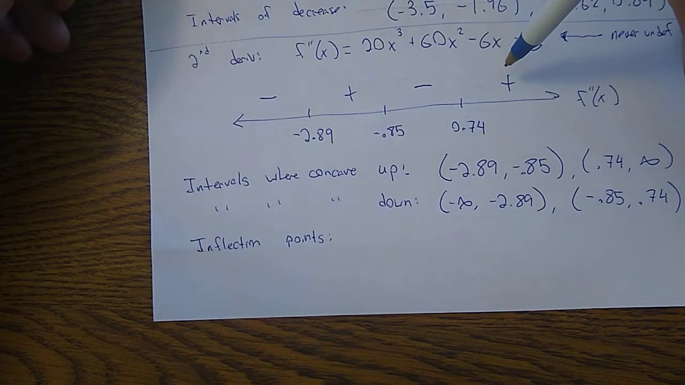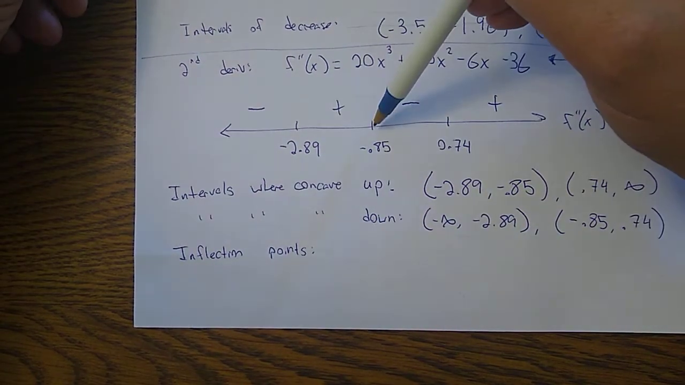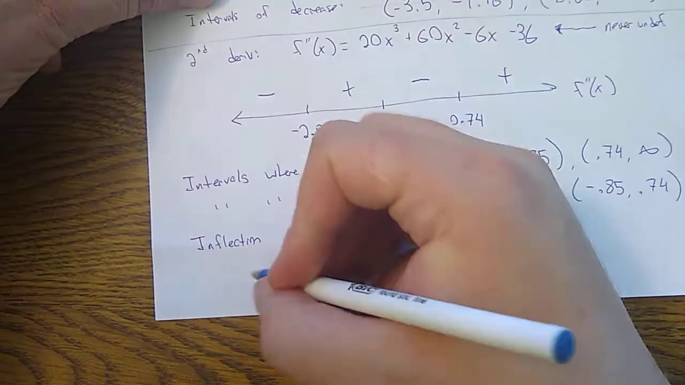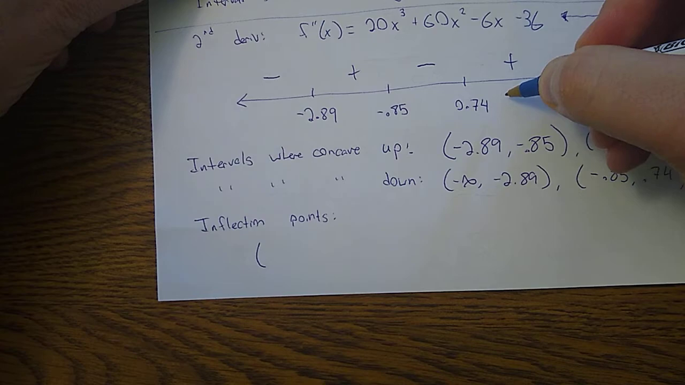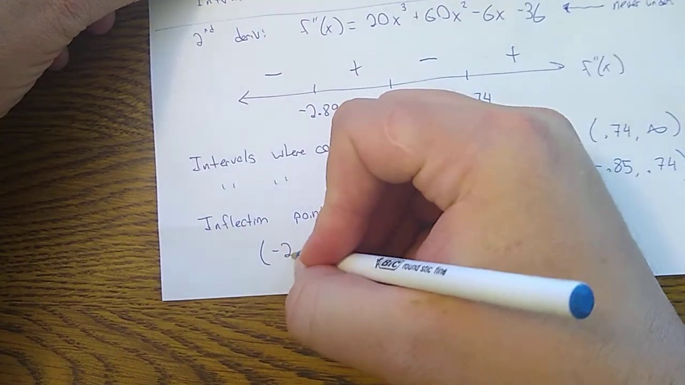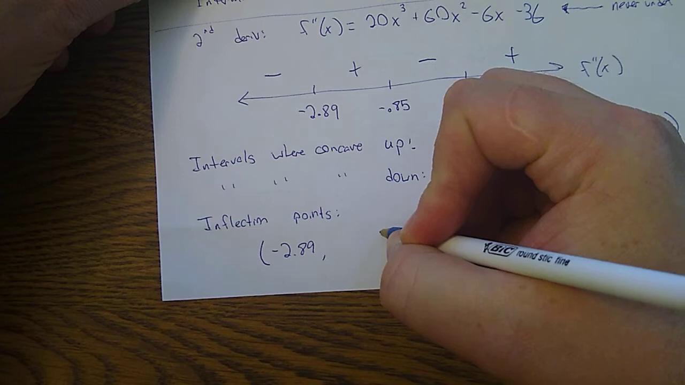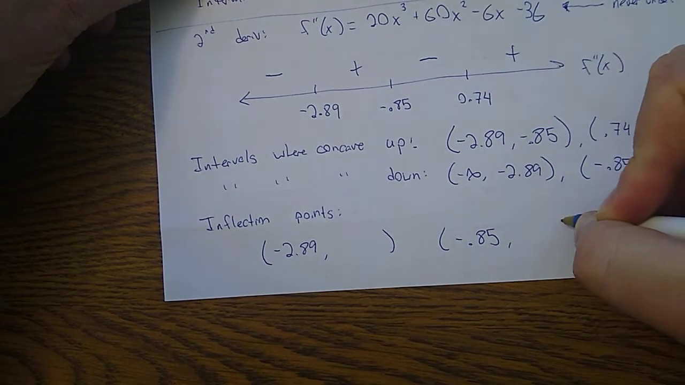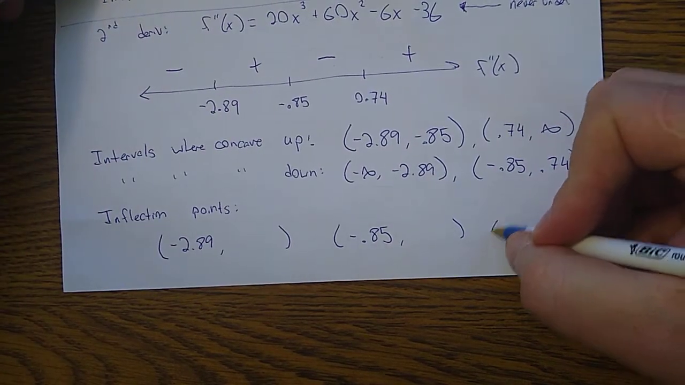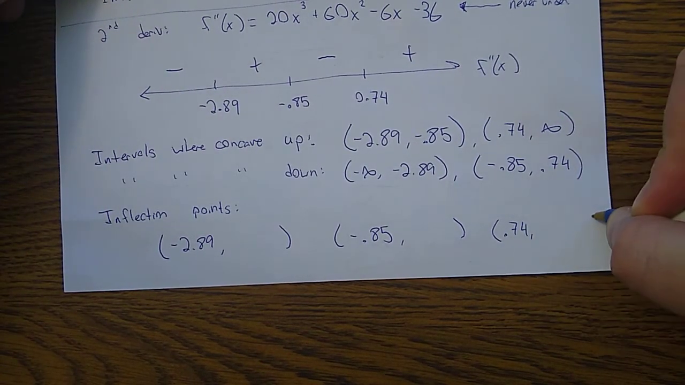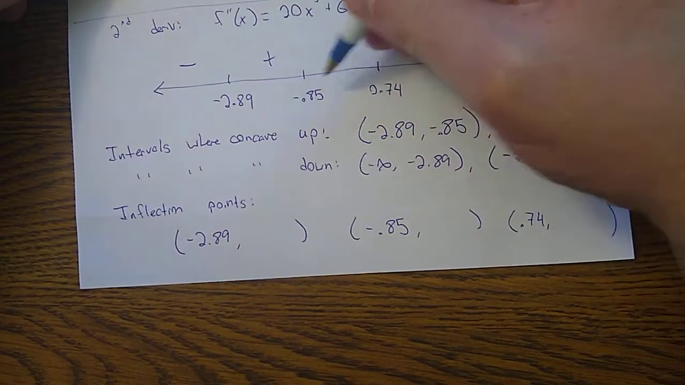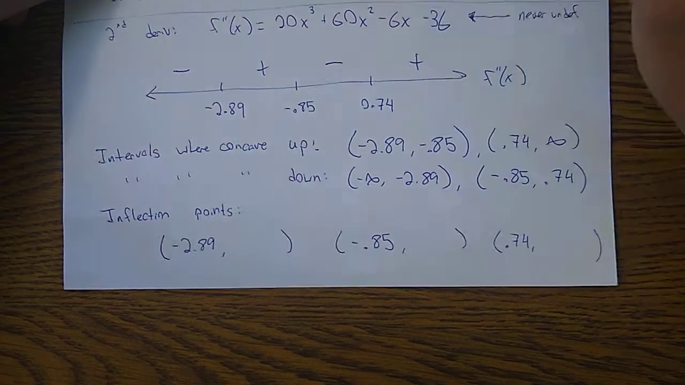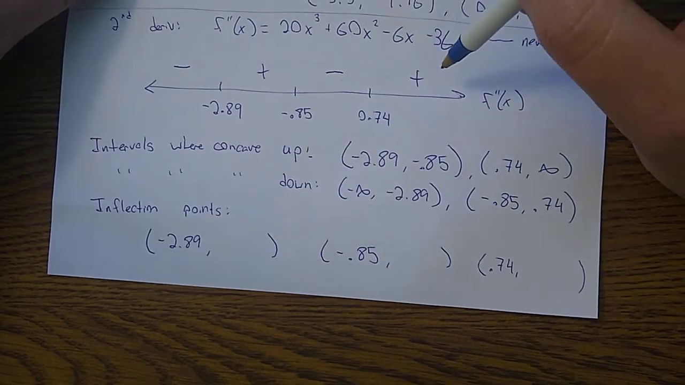So for us right now, we have a few changes. In fact, there would be one here, here, and here. So I see 3 inflection points. And I can tell you their x coordinates right away. These are the x coordinates of the inflection points. To get the y coordinate, I have to plug in that x coordinate.